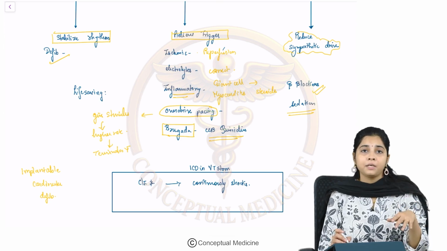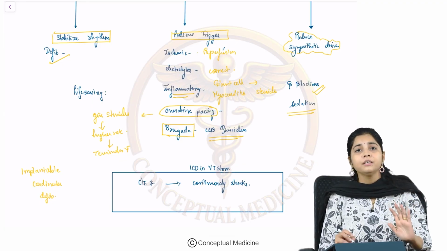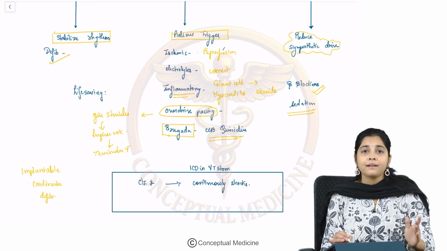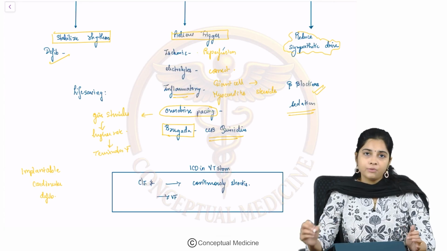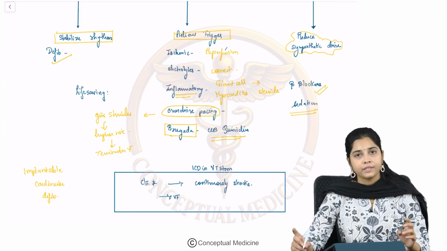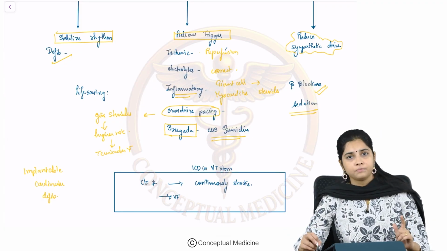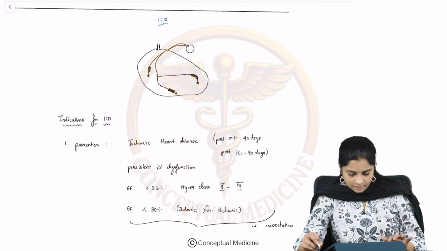In fact, if there is a patient on an ICD who is coming with an electrical storm, he will say that he is continuously feeling the shocks. Okay. So, that is going to be detrimental and it will progress to a VF and can lead to a cardiac arrest. So, there is no role of ICD in a VT storm. Fine? Okay. Now, let us understand more about the ICD.